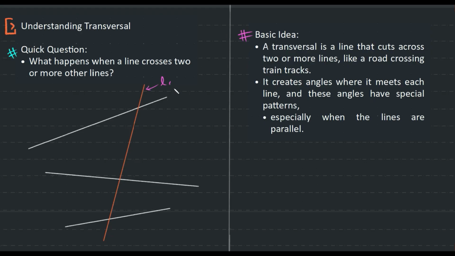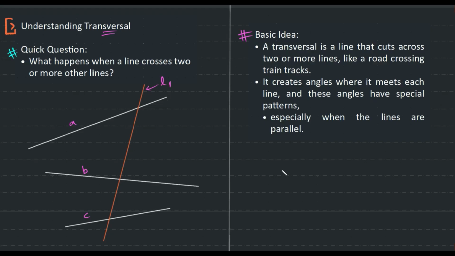So line 1, let me call this line 1. So what is the relationship between line 1 and say lines A, B and C? So basically line 1 is your example of a transversal line. A transversal line is a line that cuts across two or more lines, like a road crossing a train track. It creates angles where it meets each line, and these angles have special patterns, especially when the lines are parallel.